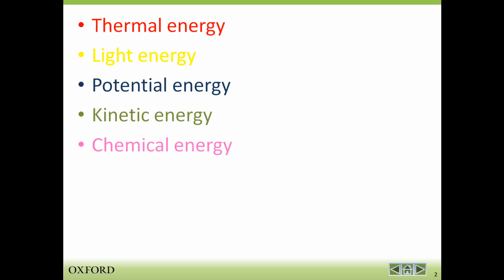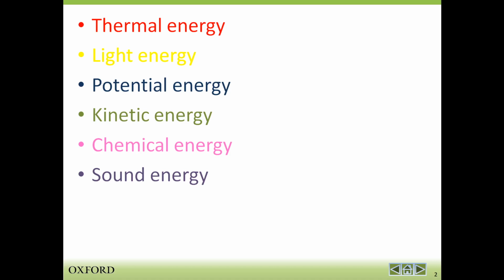The fifth one is chemical energy. I think we all know that when you eat something, the food contains chemical energy. When you eat the food, the chemical energy in your body will change to thermal energy. So the human body is an energy converter.